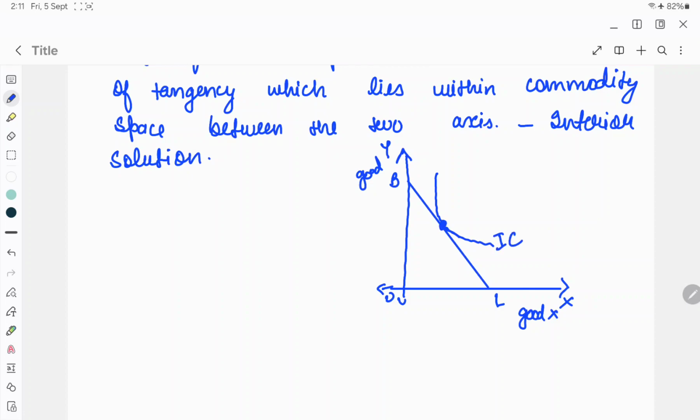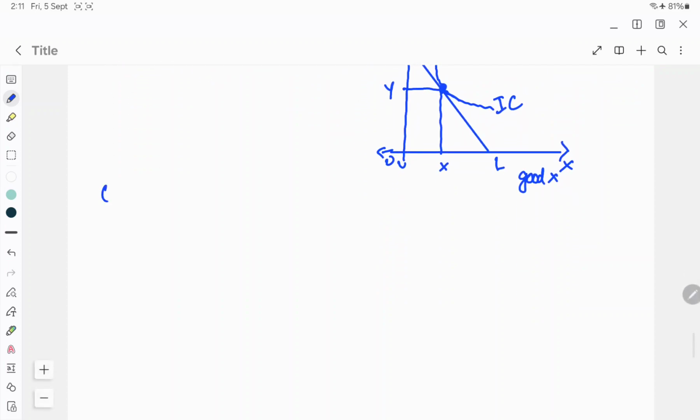Now this point of tangency where the IC curve is touching the budget line is somewhere in the middle of both the axes, the x-axis and y-axis. And what does this imply? That Oy amount of good y is being purchased and Ox amount of good x is being purchased. This is the point of equilibrium where the IC curve is convex to the origin and it is also tangent to the budget line. Now, coming to the corner equilibrium.